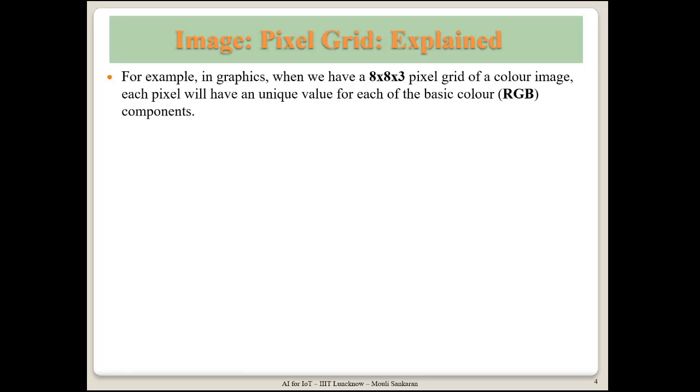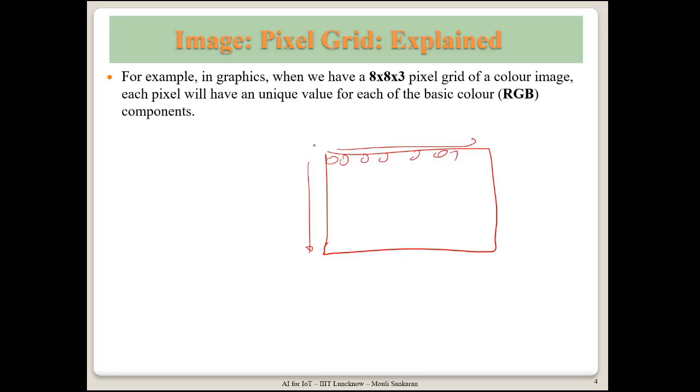I have told many times what is an image. As I told you earlier, an image is nothing but a set of pixels arranged in a row and column. Now let me call this the origin, and this is the x-axis: 0, 1, 2, 3.